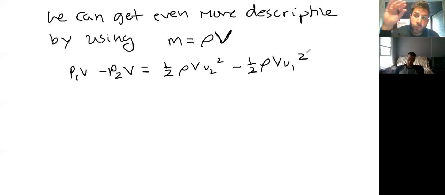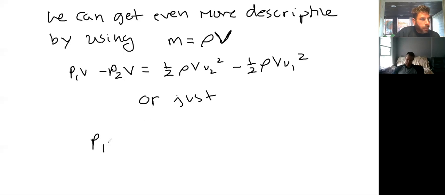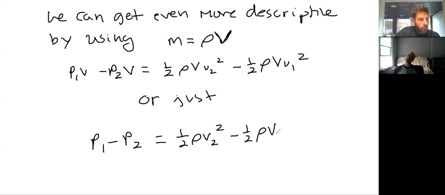Now, every term, you have 4 terms in this equation. All 4 have the factor V in it. And one of the things you learned in algebra many, many years ago is if that's the case, you can cancel it out. You can divide through by it, or you can factor it out and cancel. But that equation just becomes P1 minus P2 equals 1/2 rho V sub 2 squared minus 1/2 rho V sub 1 squared.